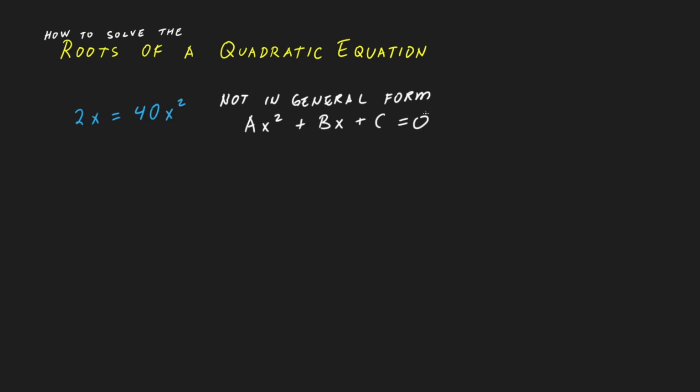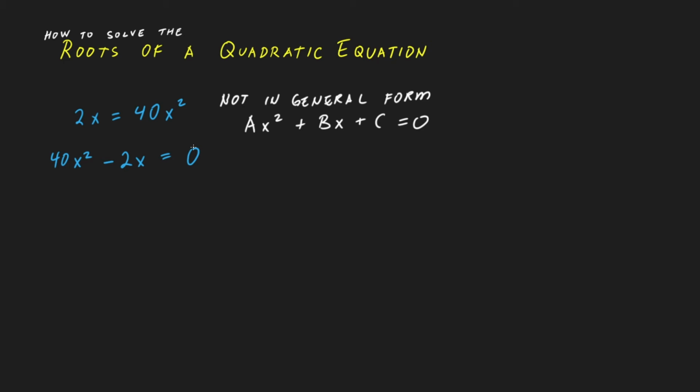Okay, so we need to make it into the general form to make our lives easier. So how do we do that? So we just put the 2x and 40x squared together on one side. And I'm going to make that the left side, okay? I'm going to write here, since we have x squared term being the first term, 40x squared first, and then together with minus 2x is equal to 0.